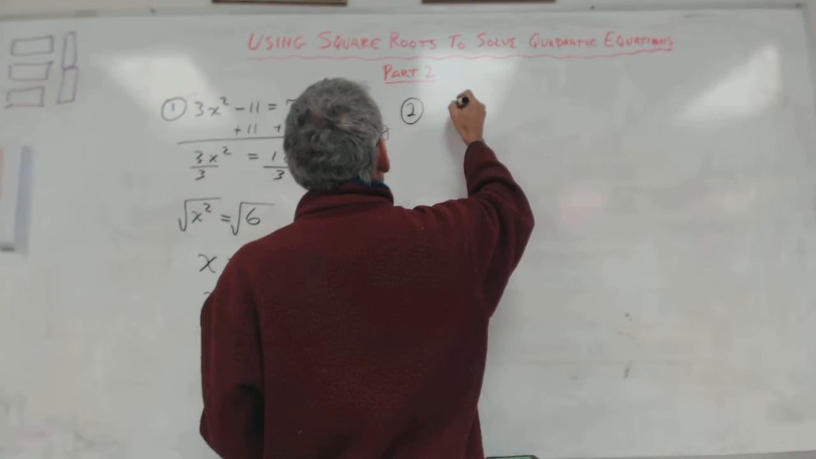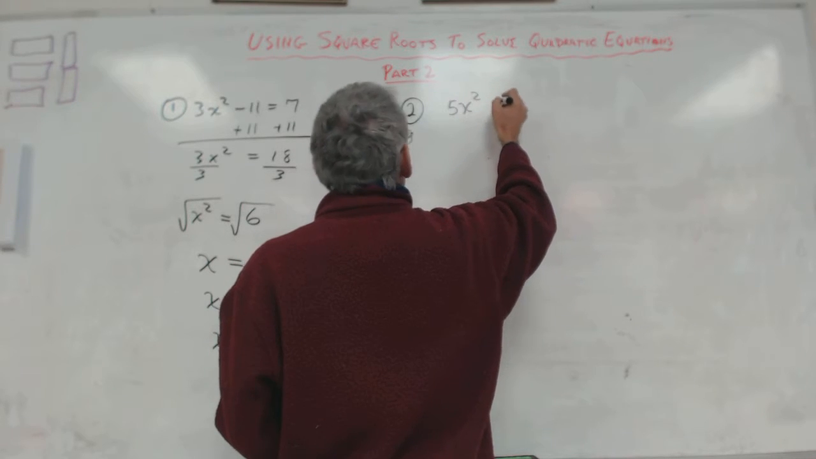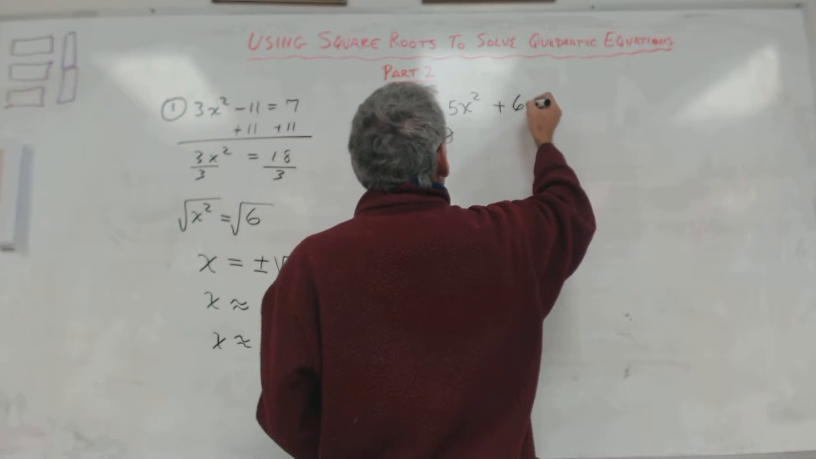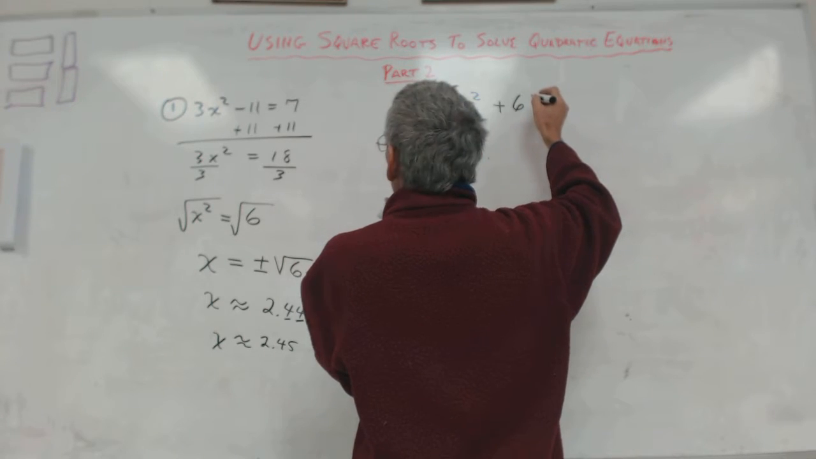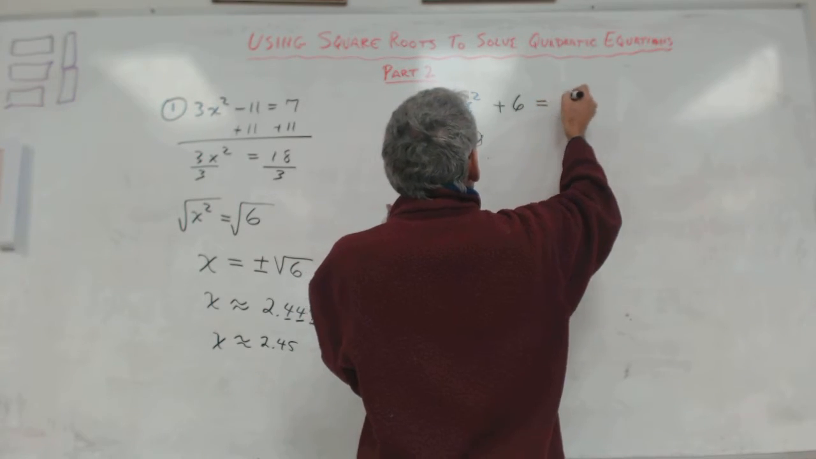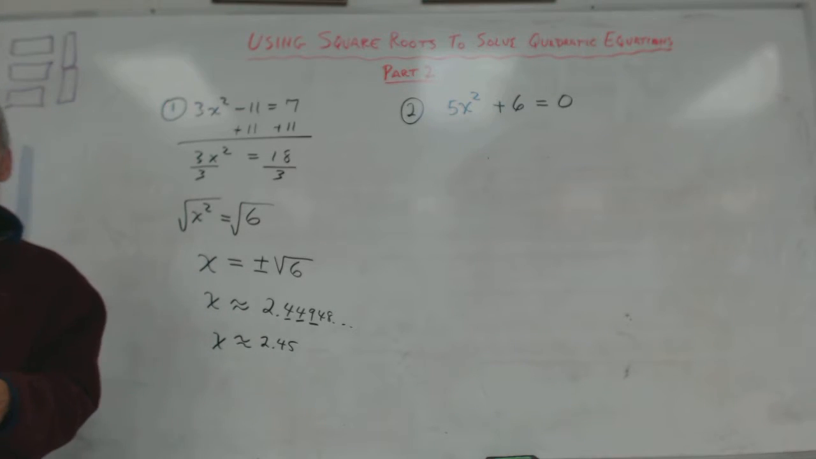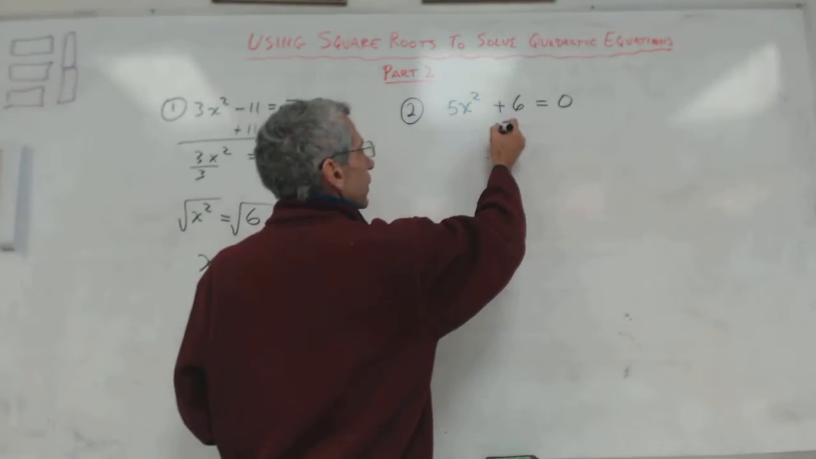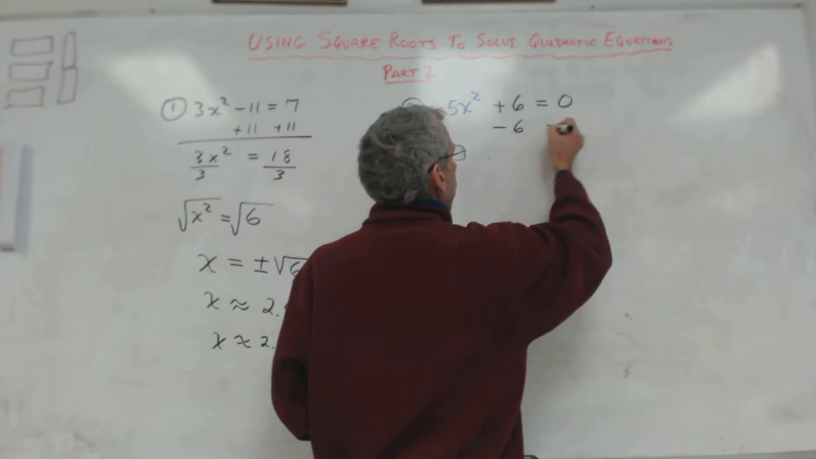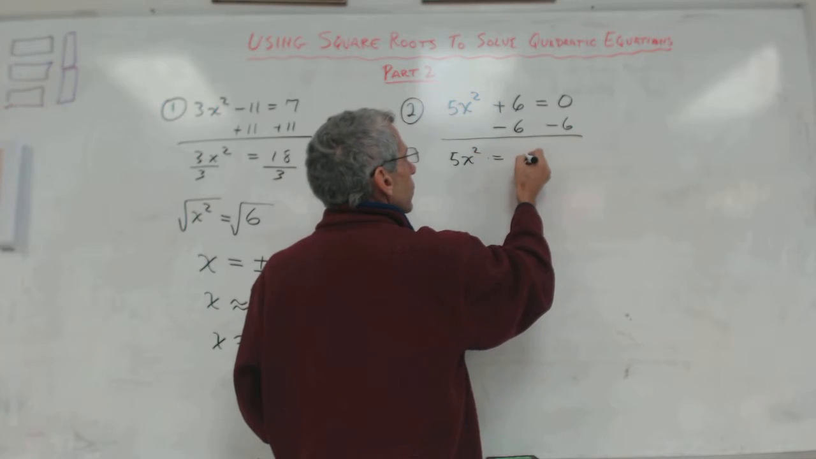What if I gave you 5x squared plus 6 equals 0? Okay, so write that down in your notes. There. I did it. All right, what would I do? Subtract 6 from both sides. Subtract 6 from both sides, 5x squared equals negative 6, right? 5x squared equals negative 6.